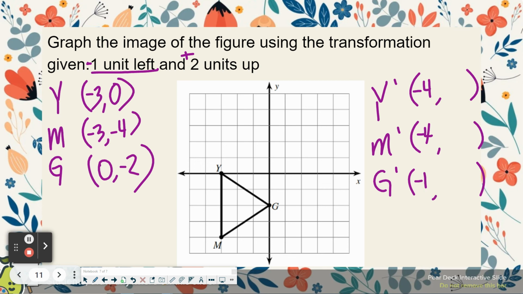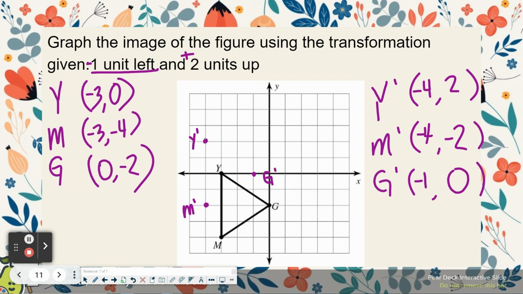For my y values, we're going 2 units up. So 0 plus 2 is 2. -4 plus 2 is -2. And then -2 plus 2 is 0. So I will go graph. -4 means I go left 4, up 2. There's my y prime. For m, we're going to go -4. We're going to go down 2. So that will be right here, m prime. And then for g, -1, and 0 means I don't move off the axis. So that'll be right here is g.